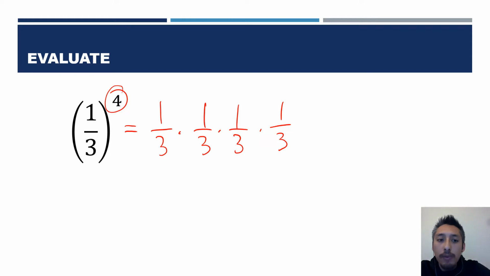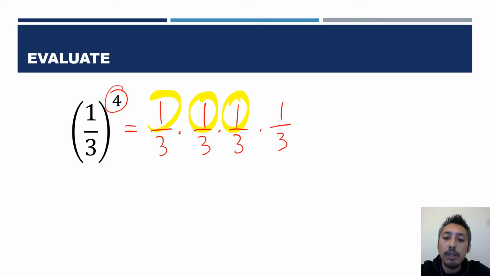Whenever we're multiplying fractions, we're just multiplying the numerators across and the denominators across. So here we have 1 times 1 times 1 times 1. Well, 1 times itself is the same thing as just saying 1.